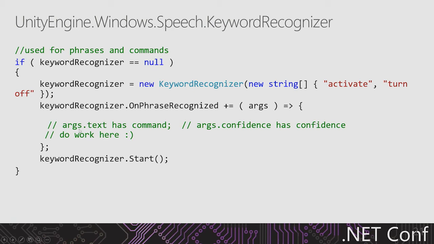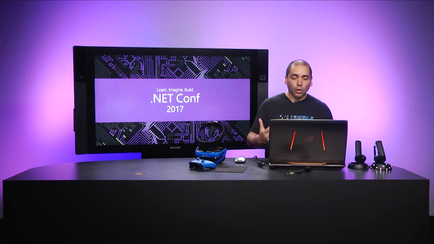And then in on phrase recognized, you would do the work. You can just say, if args.text was activate, then go ahead and call the activate function. Or if the parameter was turn off, then go ahead and do the work to turn off. And then all you have to do is say keyword recognizer.start, which starts listening, and that's it. That's all you have to do to add voice commands onto a mixed reality application. So it's very, very straightforward.